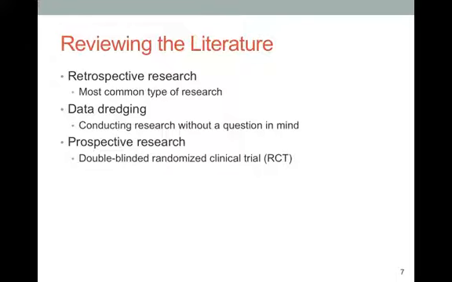Reviewing the literature. There are several ways of looking at this: retrospective research, data dredging, and then prospective research. So we're talking about different types of research here. What we need to do in reviewing the literature is identify the kind and type of research that was performed. The most common kind of EMS research in the literature is retrospective research, which is looking in the past. The question is raised, and past practice patterns are looked at for effectiveness.